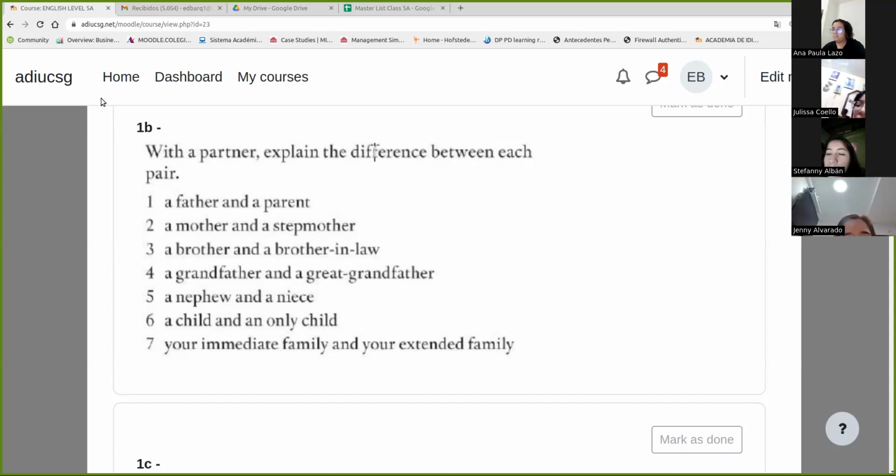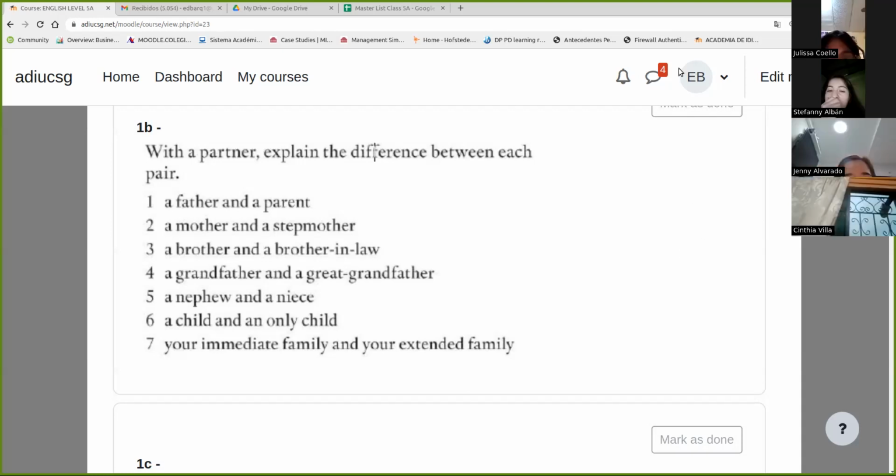Let's see. I would like to hear Julissa. Number 4. What's the difference between a grandfather and a great-grandfather? Julissa. You missed the button, Julissa. Oh, I'm sorry. I didn't see the camera one. Number 4, please. Oh. Okay, number 4, a grandfather and a great grandfather. What's the difference?